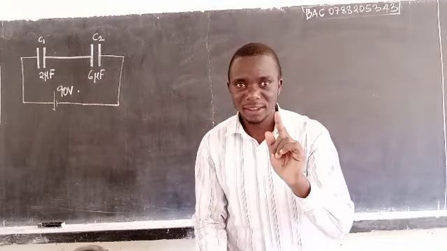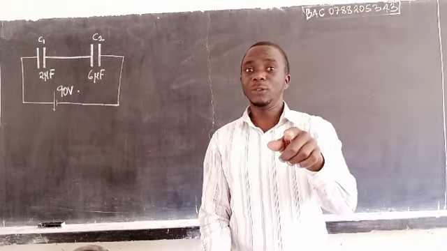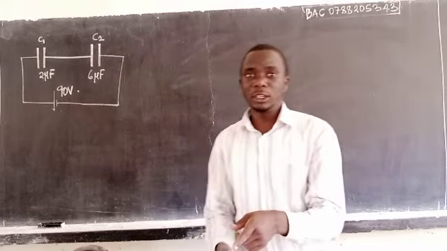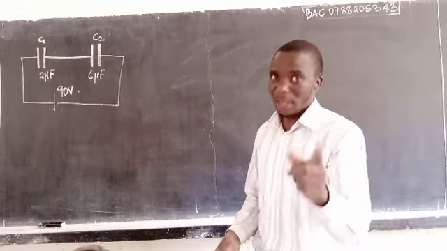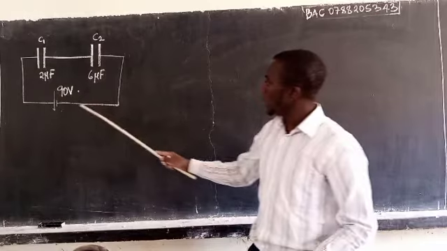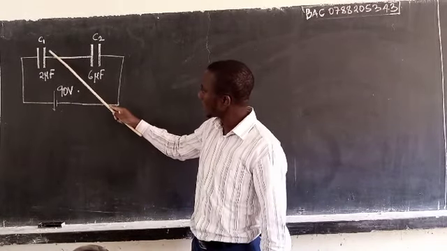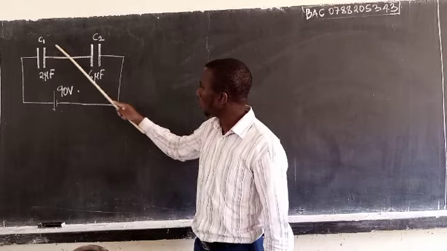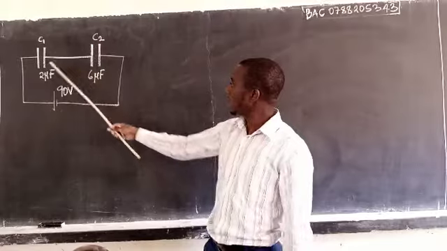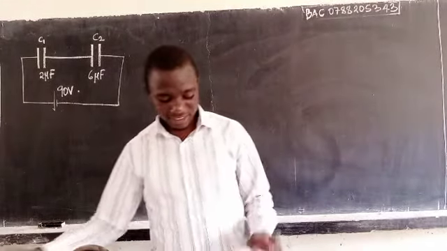Why? Please say it. Because if the current starts flowing like this, it will continue. The same current that passes through capacitor C1 will pass through capacitor C2. Therefore, the same current passes through both, and they are in series arrangement.